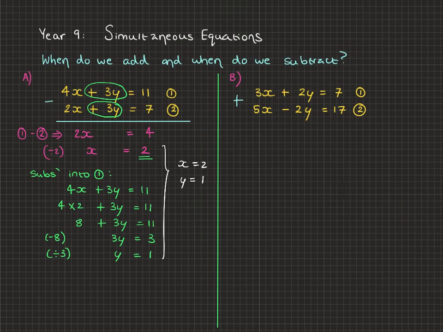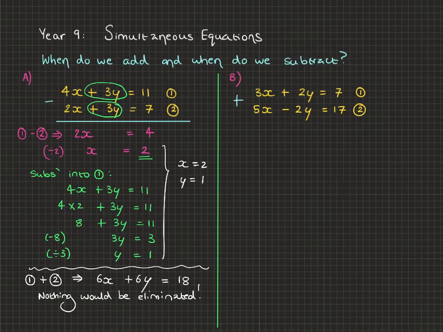Now, how do I know that I have to subtract? It's because I have a positive 3y and a positive 3y, and if I were to try and add those two equations together, you can see me try to do this at the bottom here. If we did equation 1 add equation 2, then 4x plus 2x would give me 6x, 3y plus 3y would give me 6y, and 11 plus 7 would give me 18. So you can see nothing has been eliminated if I add. So adding is clearly the wrong option here.